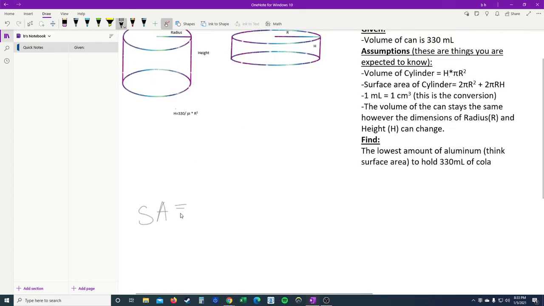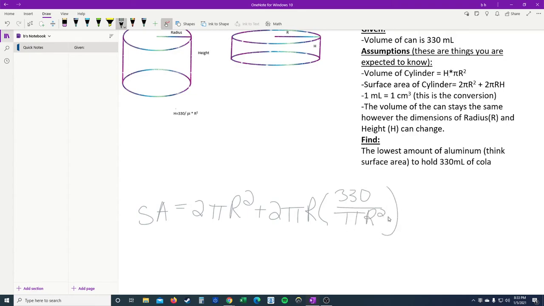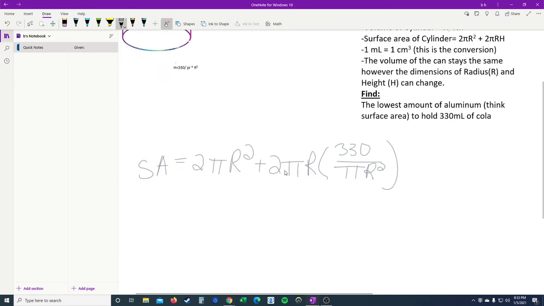equals 2 pi r squared plus 2 pi r. And so this is where the h would go, but since we figured out earlier, it's 330 divided by pi r squared. So I'm just going to write that here. 330 divided by pi r squared. This is our new equation for surface area. Looks a little sloppy, but hopefully you can follow along.